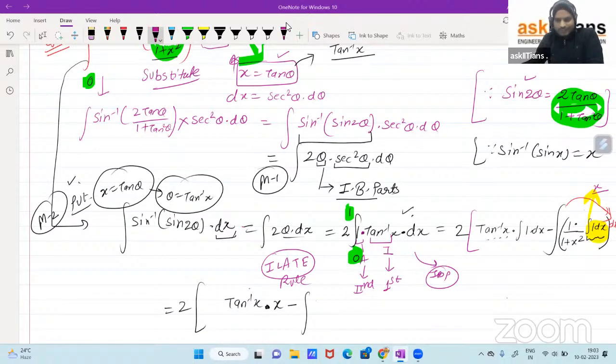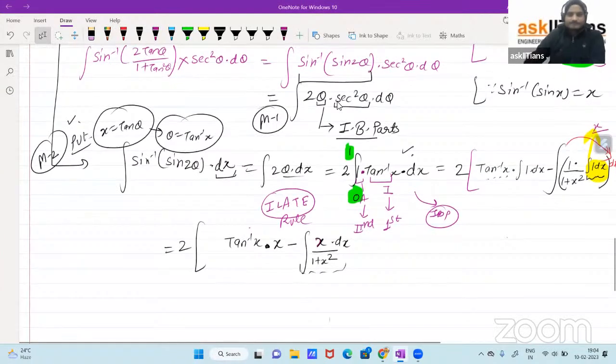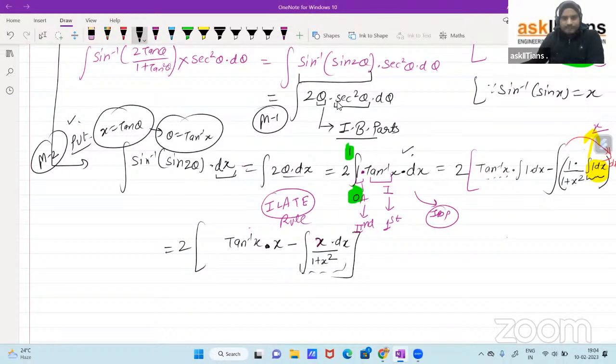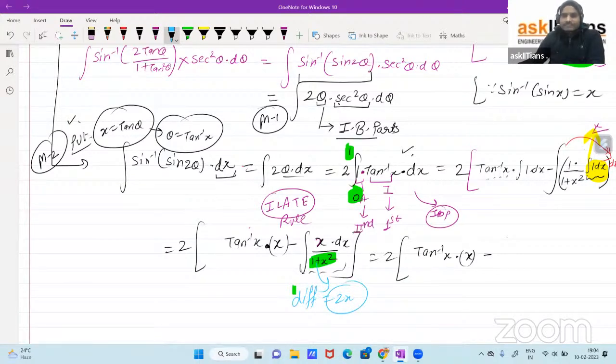Okay, so here you are getting x divided by 1 plus x square dx. Now this is a different question. What will be its answer? This second part, 2 tan inverse x into x minus... Children, what is the differentiation of 1 plus x square? The differentiation of 1 plus x square is 2x, but in the numerator only x is there.